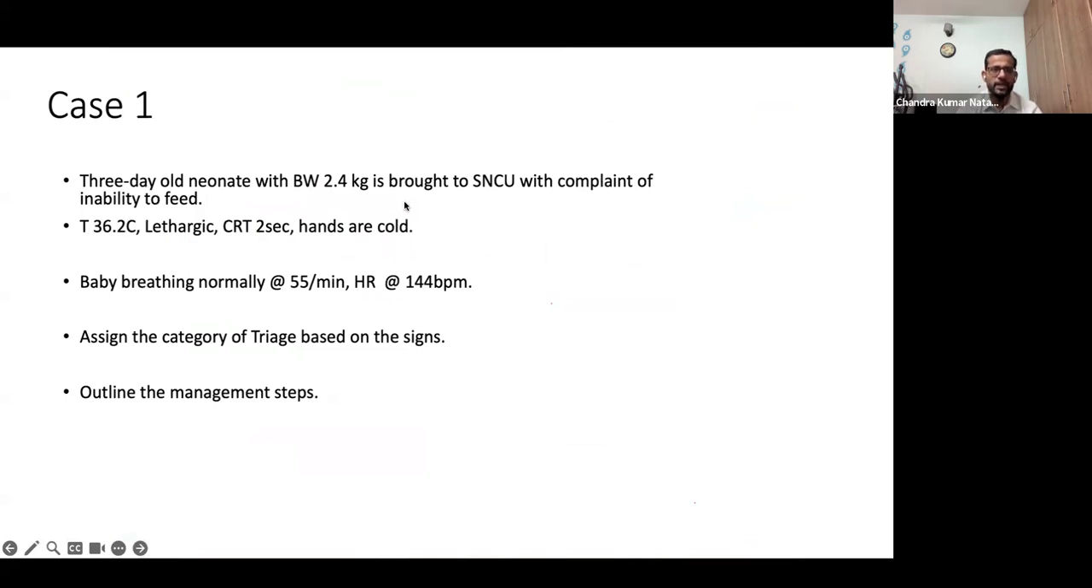So you have a 3-day-old neonate with a birth weight of 2.4 kg brought to SNCU with complaint of inability to feed. Temperature of the baby is 36.2. Baby is lethargic, not comatose. CRT less than 2 seconds. Hands are cold. Baby is breathing normally at around 55 per minute. Heart rate 144 per minute. So assign the category of triage based on the signs and outline the management steps. What category would this baby fall into?